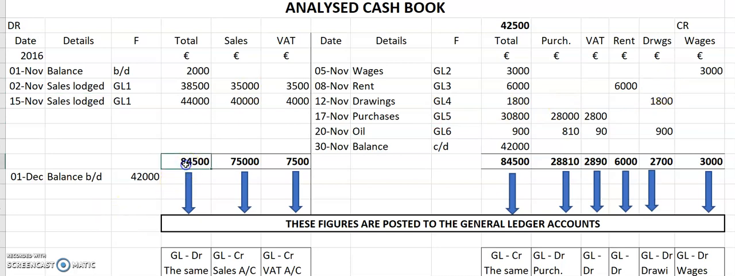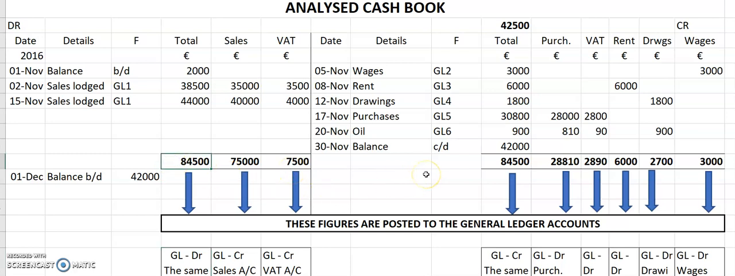So we've got a total. And we've got sales and VAT. So you'll notice for some things you've got VAT and not for others. Same over this side, we've got VAT on purchases, VAT on oil, but there isn't any VAT on drawings or rent. Okay, so you know from the double entry system, the totals will go to one account, and then in this case, all the other columns will go to their own respective columns in the general ledger.